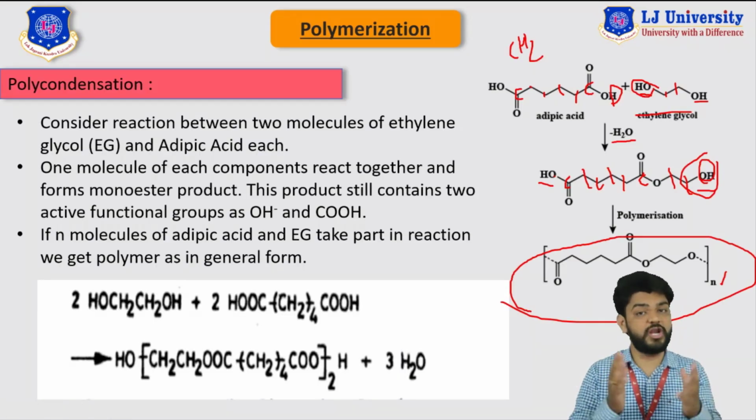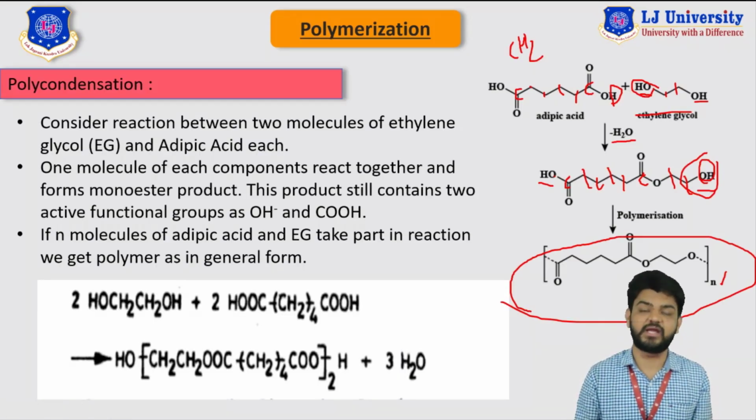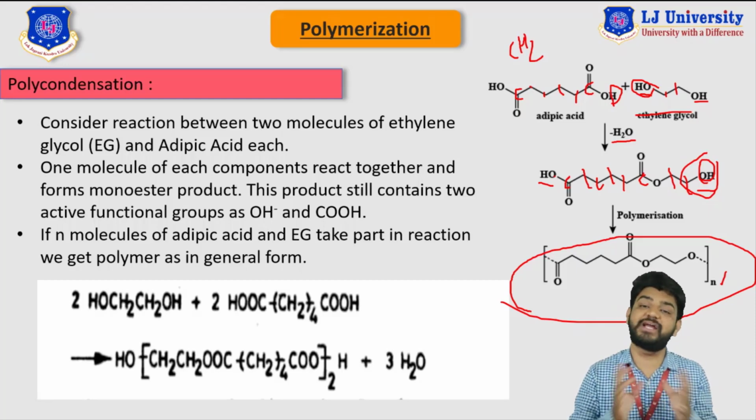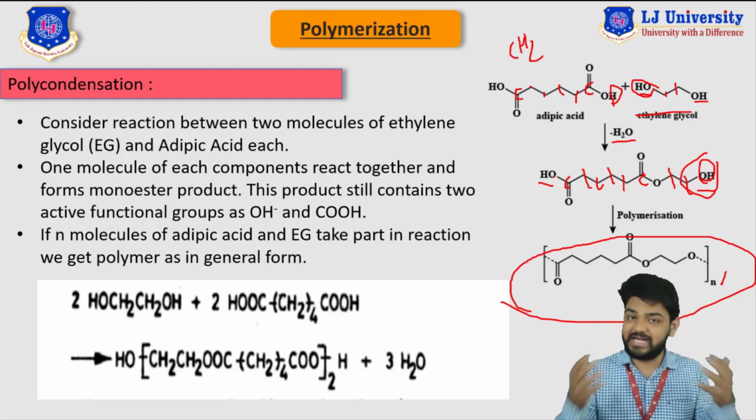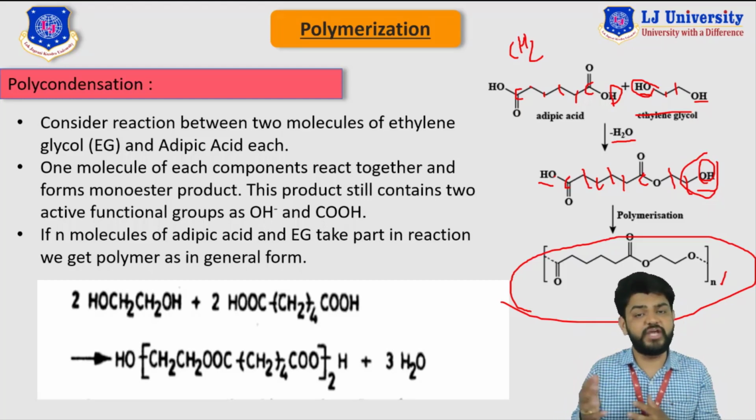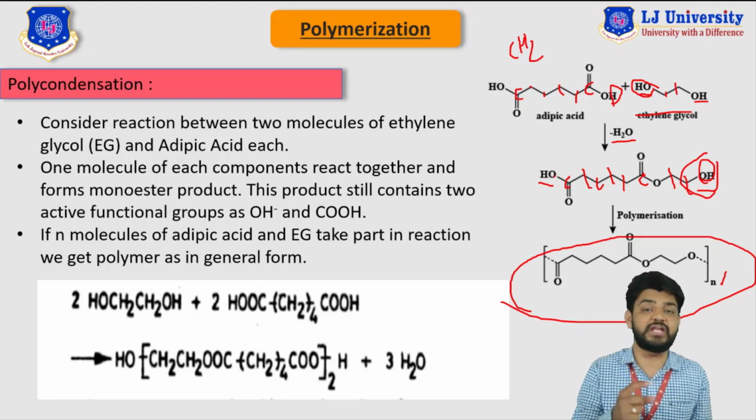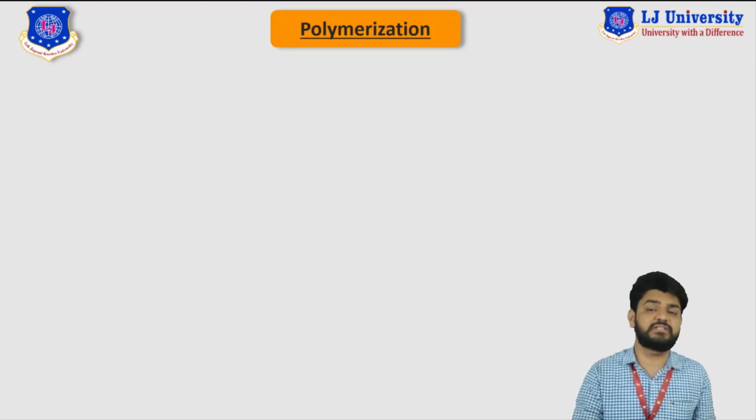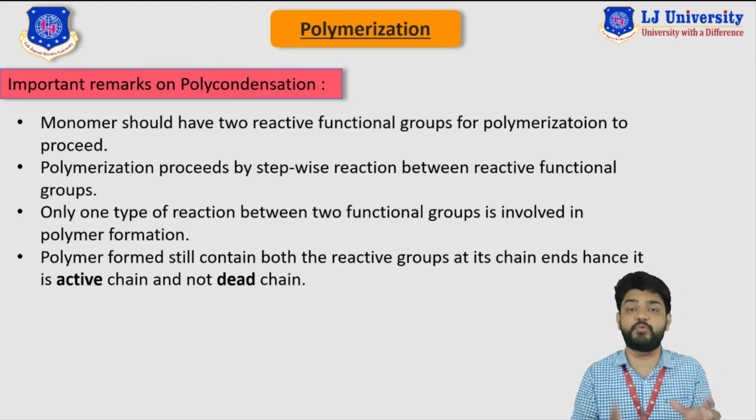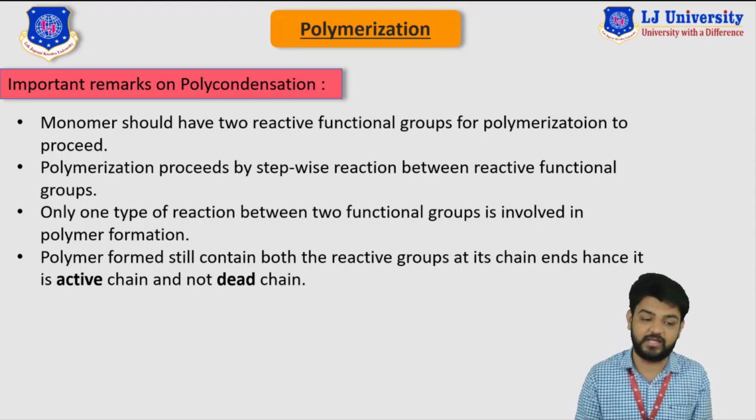So this was all about the polycondensation technique. I hope by now this polycondensation technique is clear to you. It is basically nothing but condensation of two or more functional groups in order to produce a long chain of polymer. And we have understood it with the classic example of adipic acid and ethylene glycol, which ultimately results in a long chain of the polymer, right? Now let's understand some important remarks of this polycondensation polymerization technique, right?